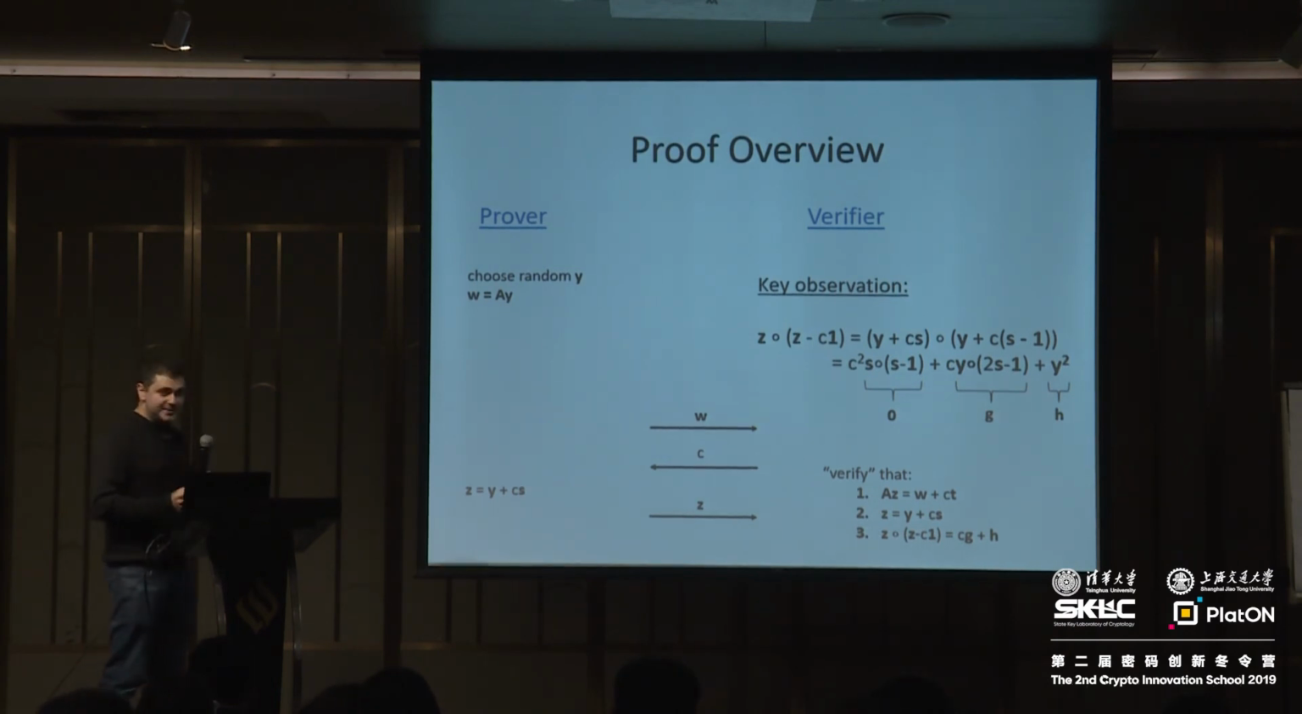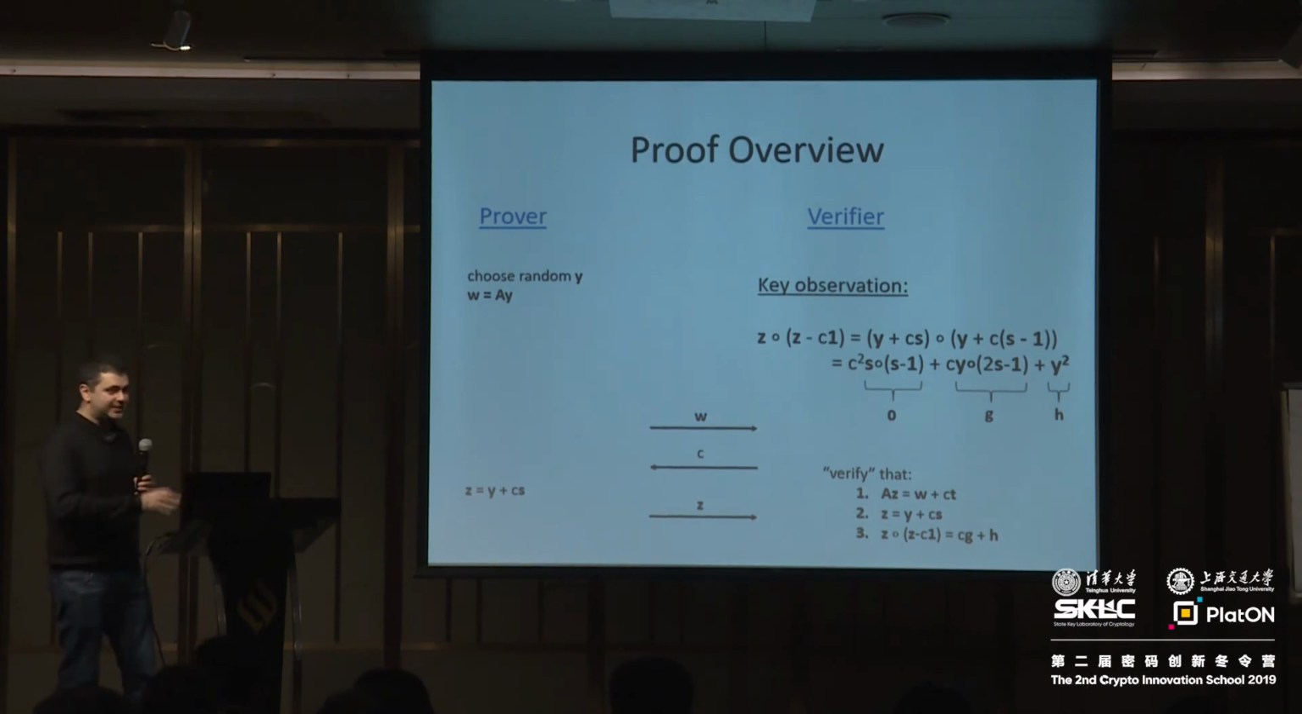And we want the verifier to also be convinced that the component-wise product of Z with Z minus C1 is really C times G plus H. So we're going to send them something about G and H, and we want them to be convinced that this is really CG plus H, which would imply that this part is 0. And that should prove that S is 0, 1. So let me go into more detail as to why, if the verifier is convinced of these three things, that's enough to prove that S is 0, 1.